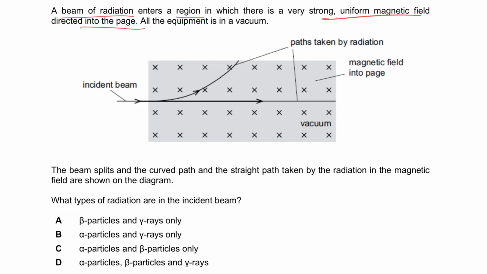It's also given that the beam splits, one into a curved path and the other a straight path, as shown here. So this is curved and this is straight.